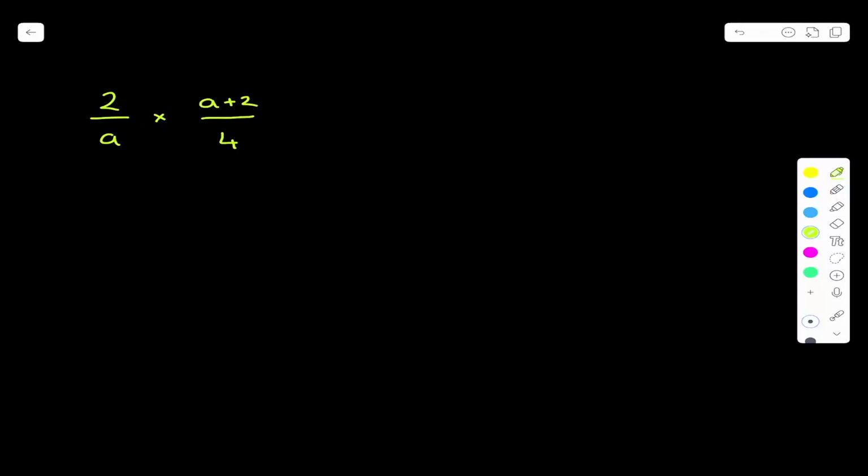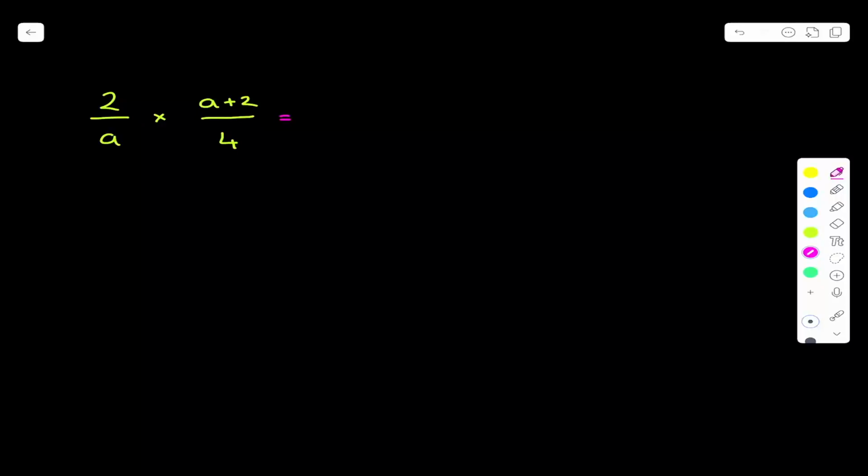Okay, welcome back everyone. So today we're going to learn how to multiply and divide algebraic fractions. And by the end of this video, hopefully you should have a bit of a better understanding of how to do this. So let's start off with this question: 2 on a multiplied by a plus 2 on 4. So let's give this a go.